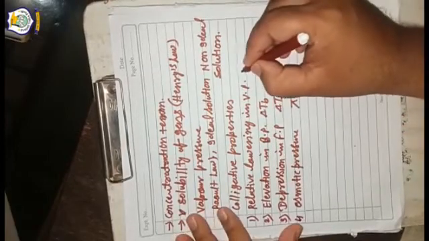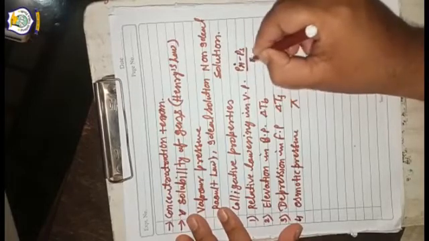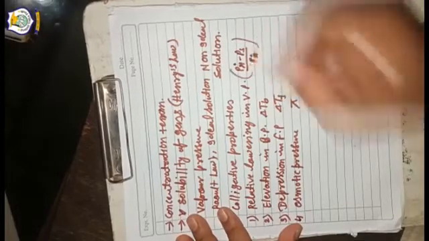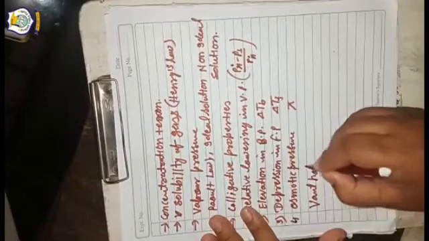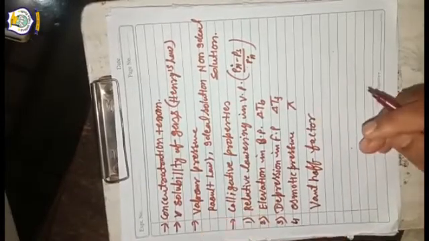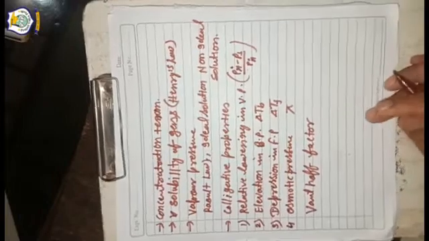Relative lowering is expressed as P naught A minus PS upon P naught A. And the last topic is Van 't Hoff factor. These topics I will explain in the next video.